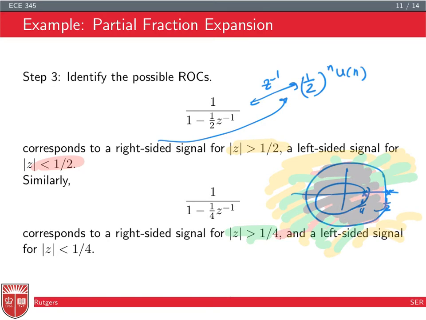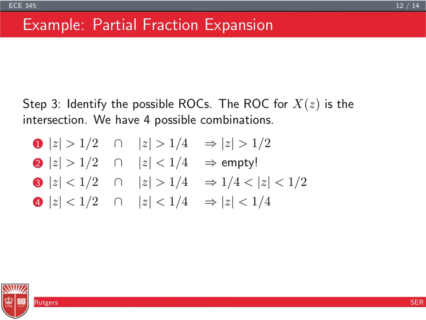So we need to analyze. It seems that there are four cases here, and that's what we need to analyze. And for each case, we need to find the inverse signal. So in this step, we analyze the ROC of each term, and we combine them together. In principle, with all combinations, you have four cases.